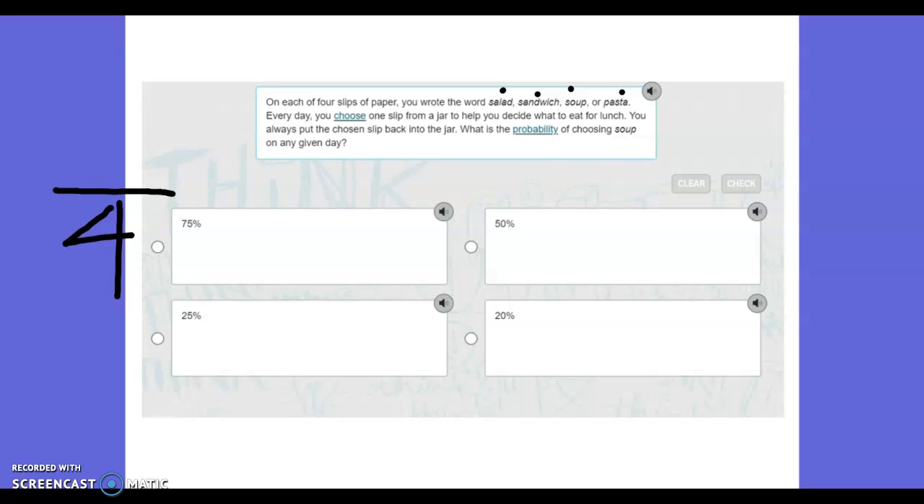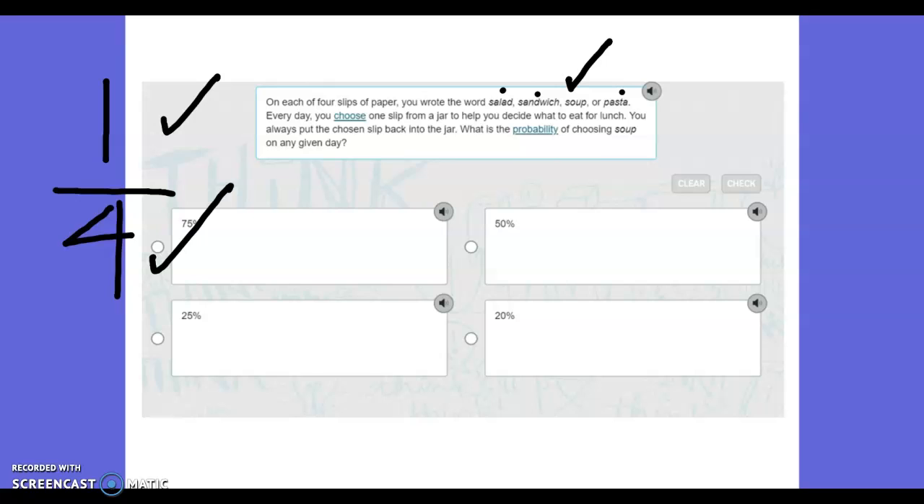So if I wanted to figure out the probability of choosing soup, each sheet of paper is going to be the same size, so there is an equal likelihood that you would get any of those sheets of paper. So how many opportunities would I have to pick soup? I only have 1 opportunity to pick soup. So again, 1 out of 4. That's 1 favorable outcome out of a total of 4 possible outcomes.